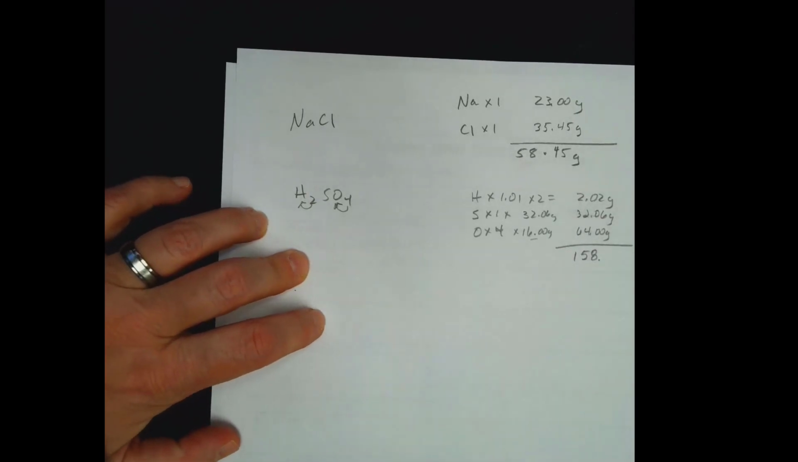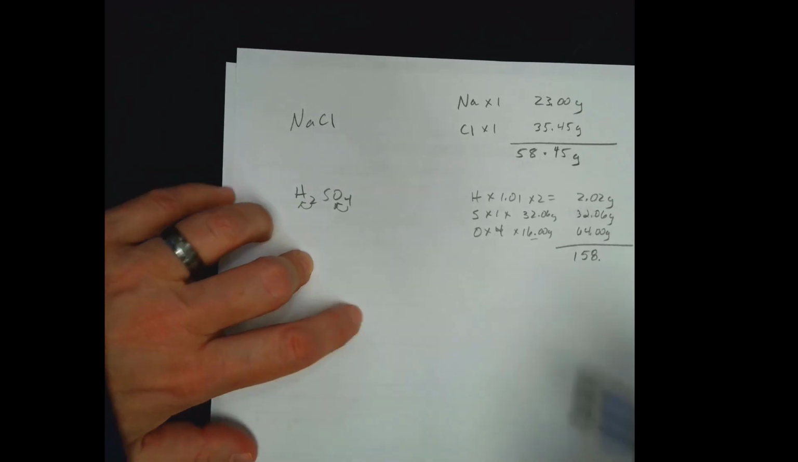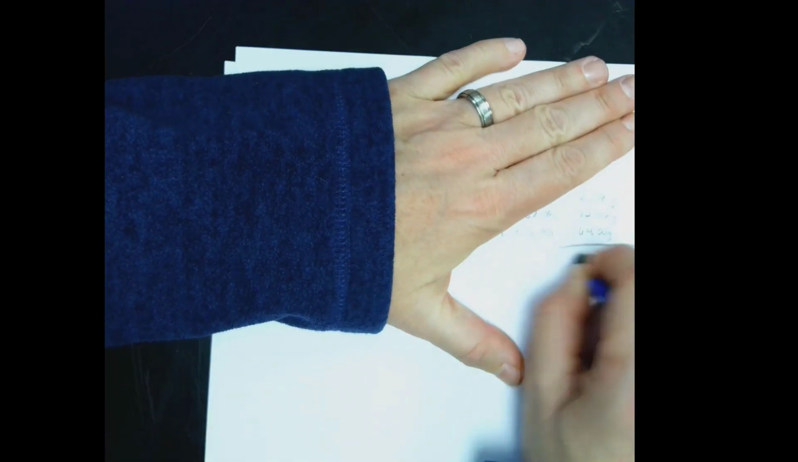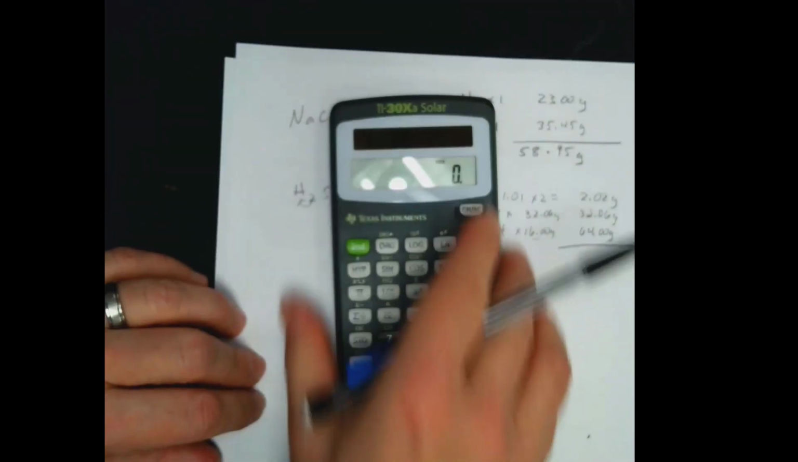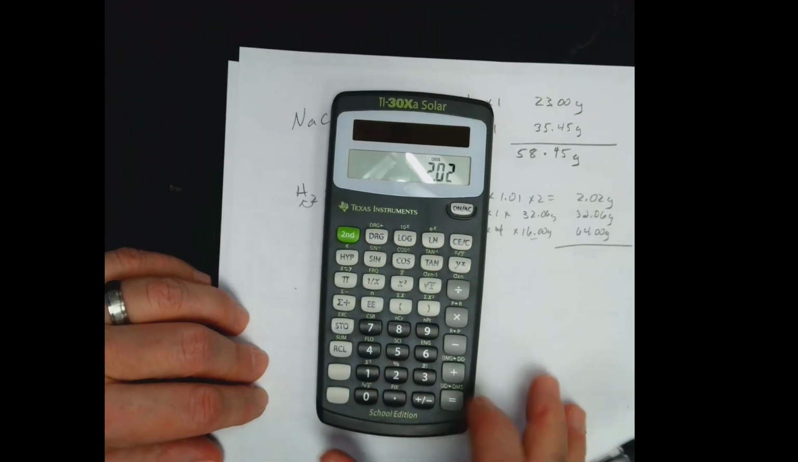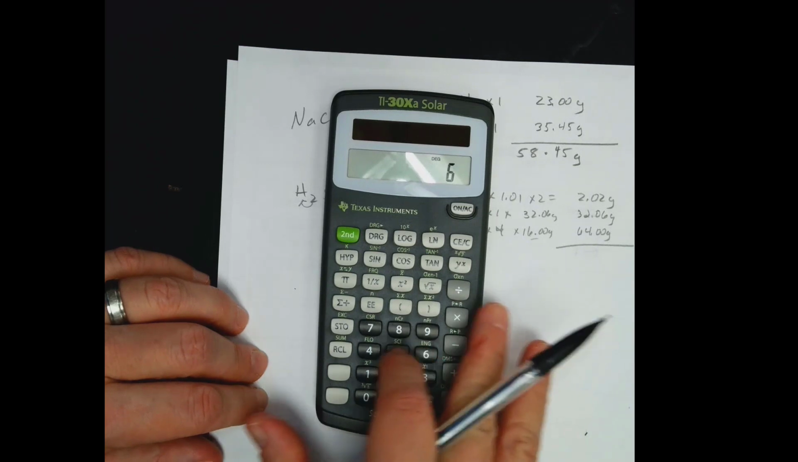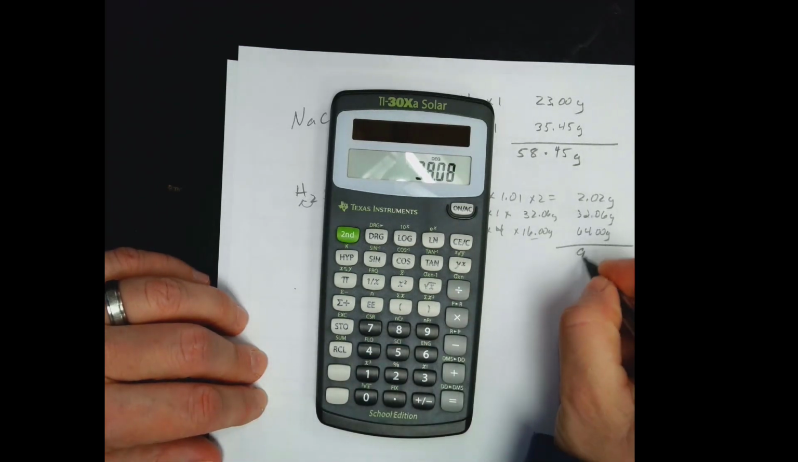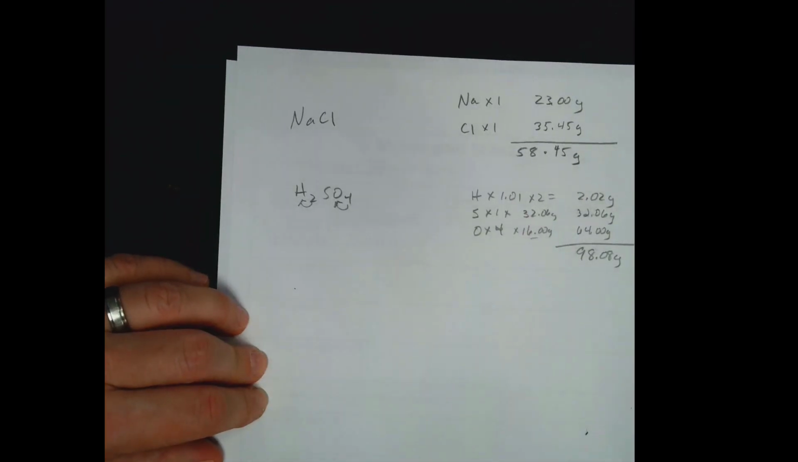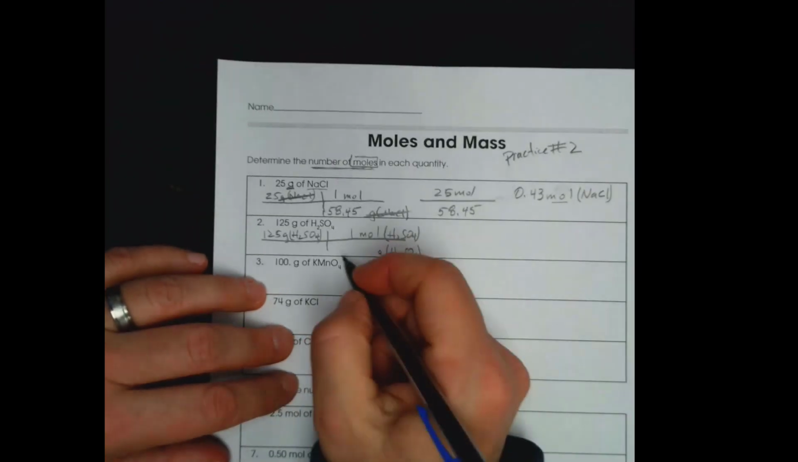And once we add all that together, we end up with 158. Oops, I did that wrong. Let me double check my math here. Oops, I'm struggling. 2 plus 32.06 plus 64. That's more like it. That is 98.08 grams. And that's the quantity that I'm going to fill in to this space right here.